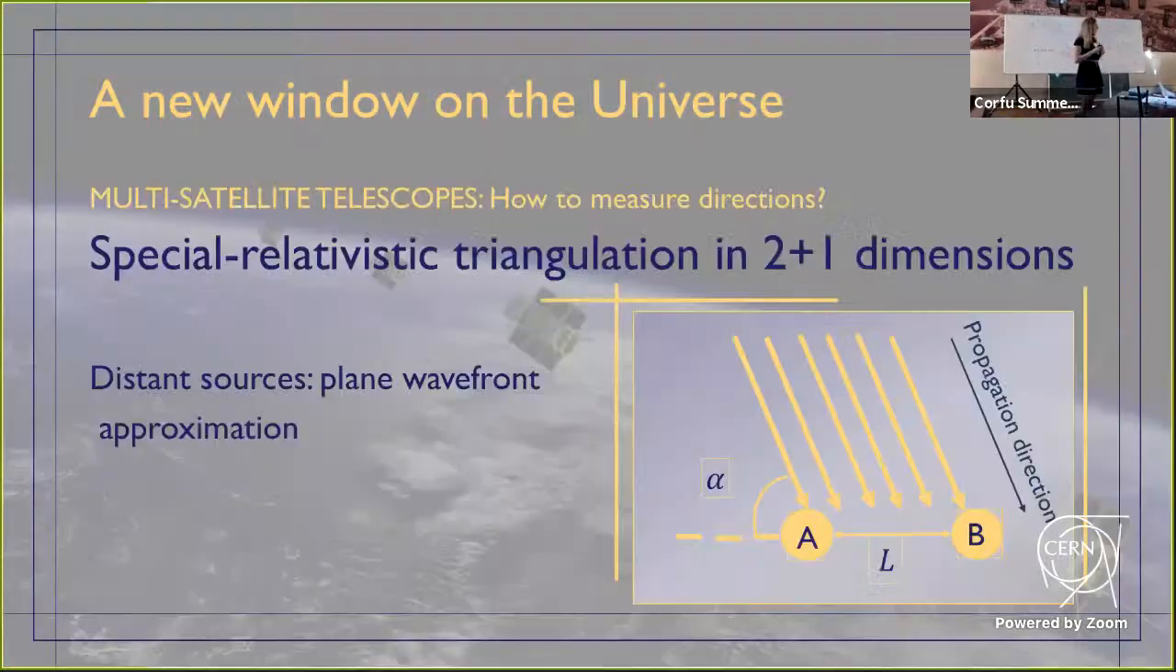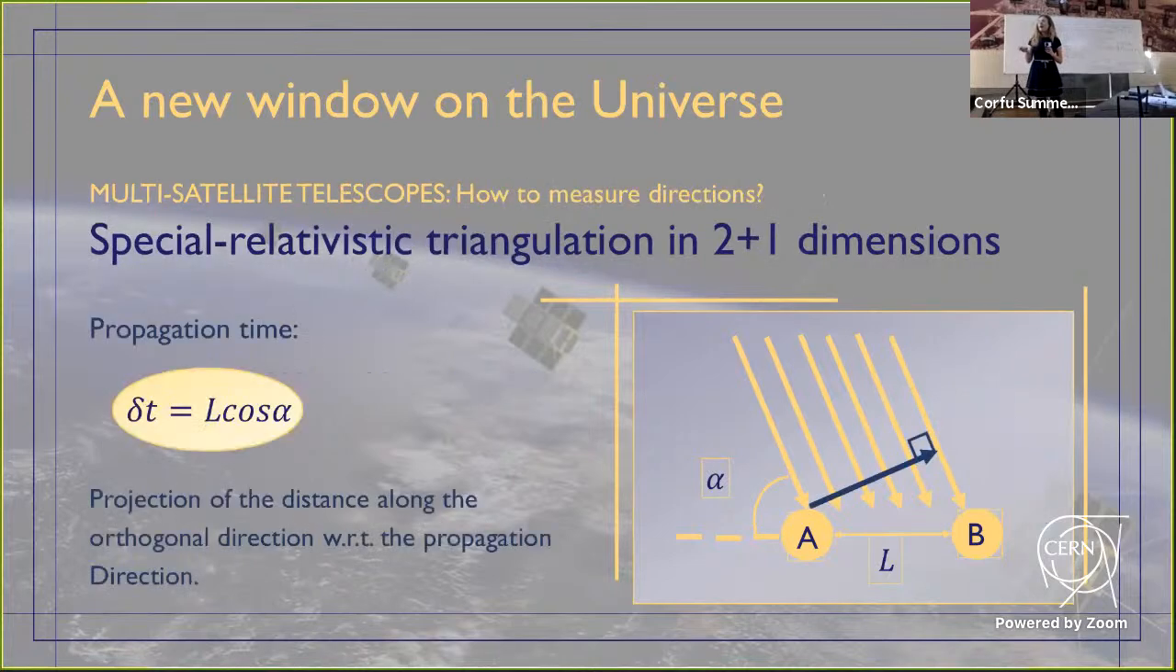So let's briefly recap how a system composed of different satellites can determine the direction of a very distant source for which we can apply the plane wavefront approximation. So we consider the special relativistic case, and we stick to 2+1 dimensions for simplicity in the geometrical construction in order to have a clear picture of what happens. In this case, we will need at least 2 satellites to determine this direction. In particular, if alpha is the angle that we want to measure, so the one between the direction between the 2 satellites and the propagation direction of the photons emitted by our source, then how can we measure alpha?